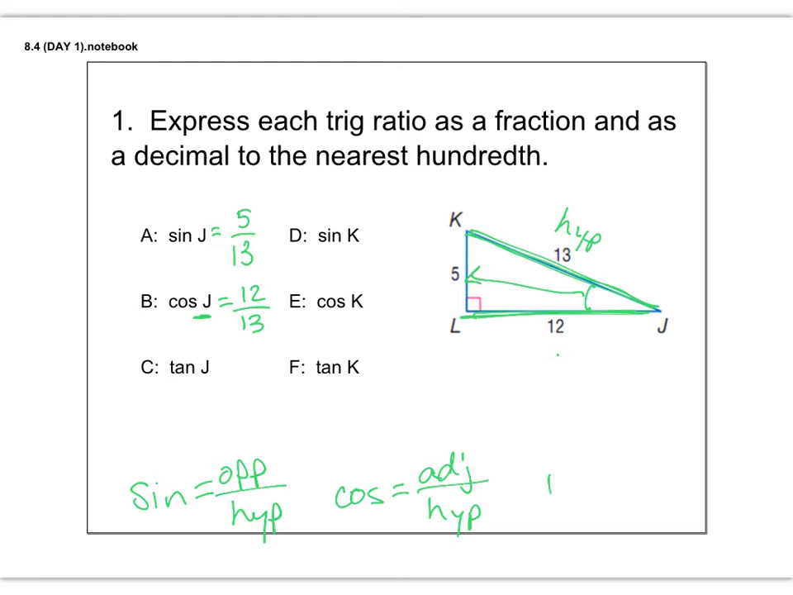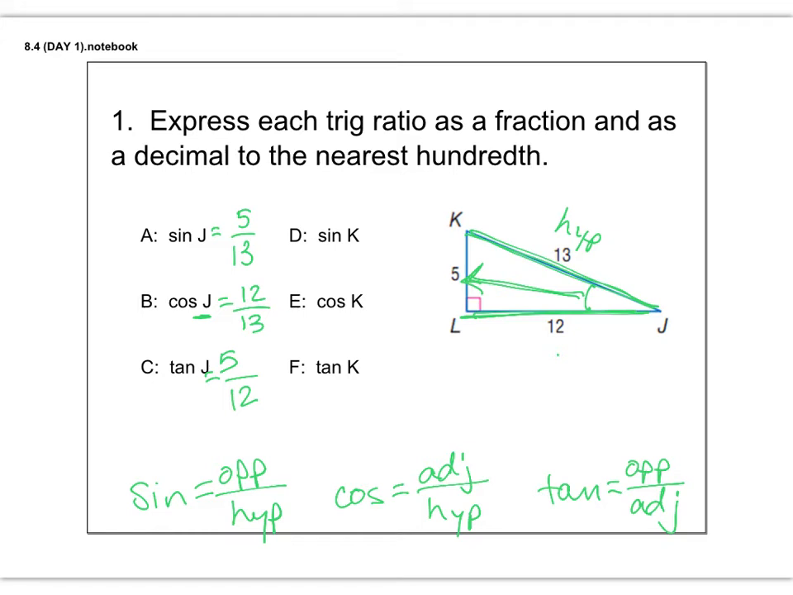Tangent, part C. So tangent of J, tangent is opposite over adjacent. So opposite of J, remember it's across from it, so that's 5. And adjacent is 12. Now notice they say express each trig ratio as a fraction and a decimal to the nearest hundredth.